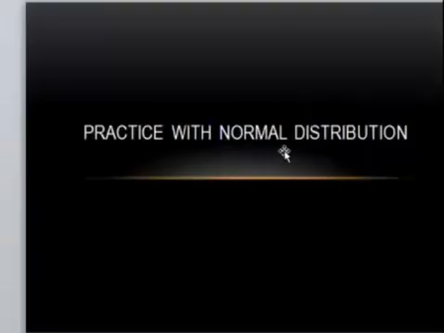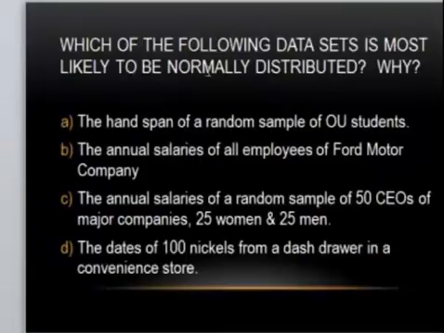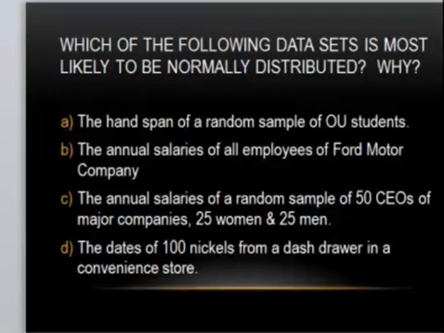Here we go. Here's our practice with normal distribution. Which of the following data sets is most likely to be normally distributed and why? Here we go. The handspan of a random sample of OU students. If you look, we've got your typical hand.